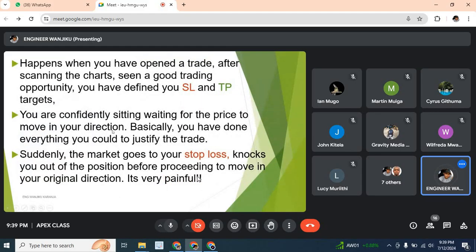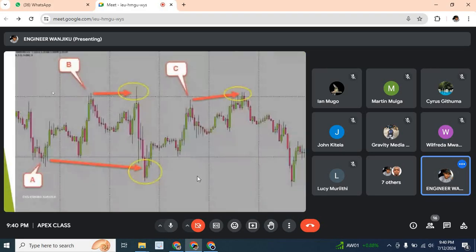Then you are confidently waiting for the price to move in your direction, because basically you've done everything you could to justify the trade. You've looked for confluences, you've looked at that coin's fundamentals, everything that you think you could do to justify the trade. Then the market goes to your stop loss, knocks you out of that position before proceeding to move in your original direction. So no wonder we're saying it is very, very painful. So these are examples of stop hunts.